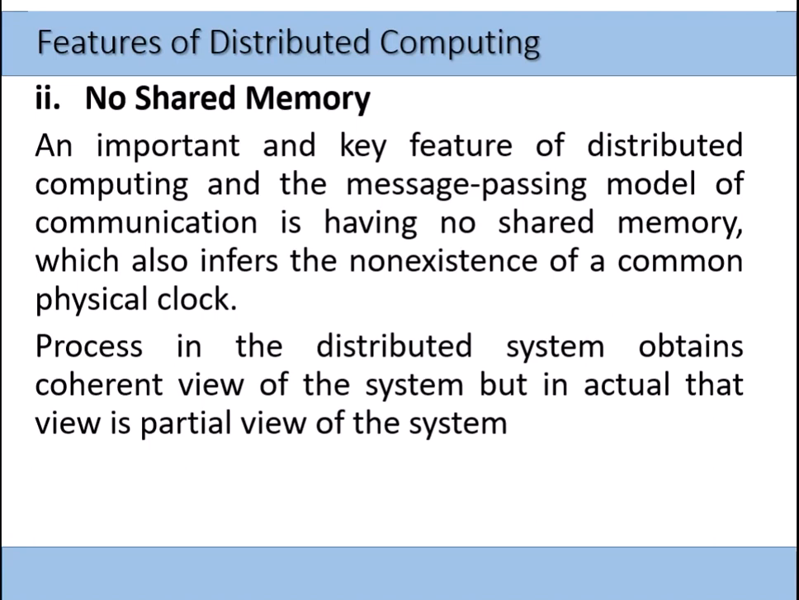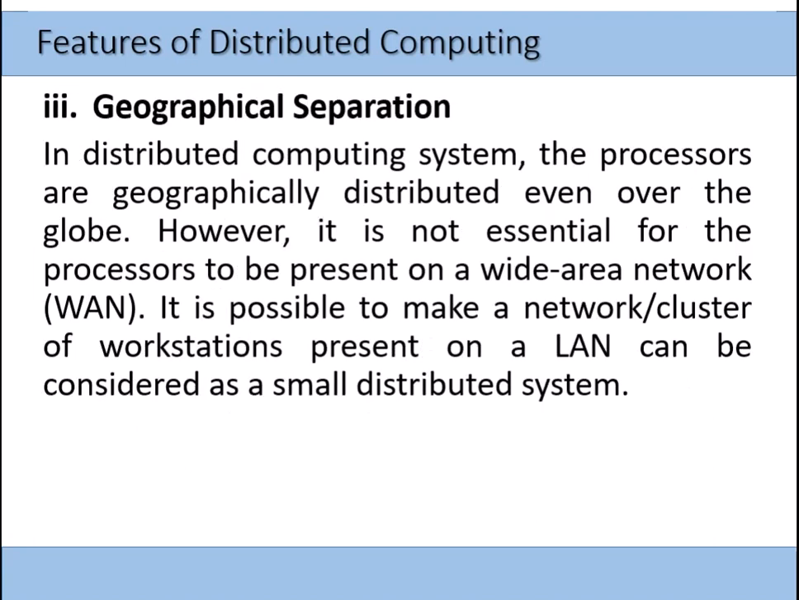Processes in the distributed system obtain a coherent view of the system, but in actuality that view is a partial view of the system. Like the logical clock, we have a coherent view of the system, but in actuality that view is partial. This means there will be no shared memory, no common memory, and geographical separation exists obviously.